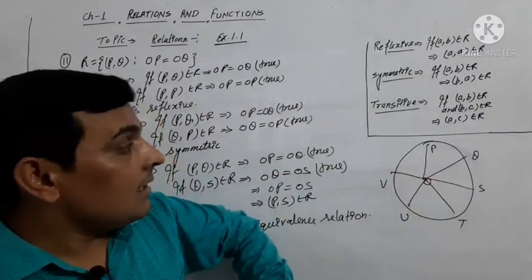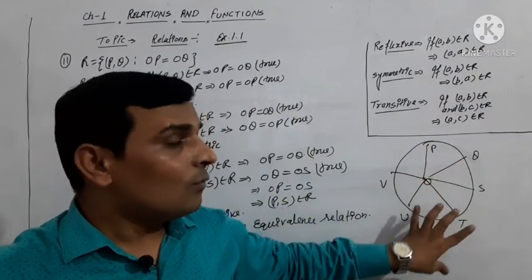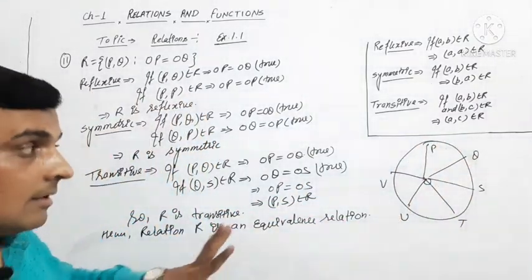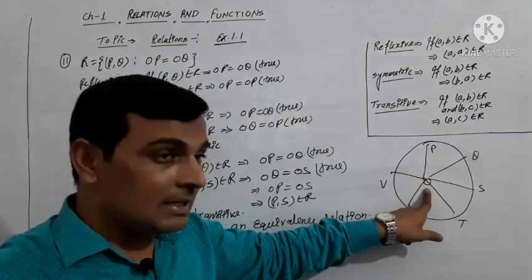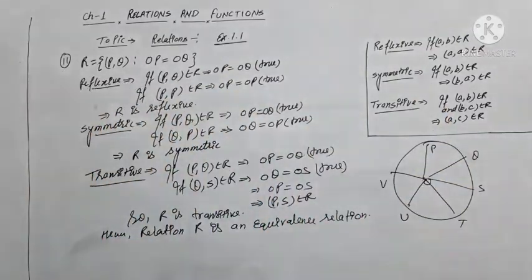So the joining of all those points which are related to point P will be a circle whose center is at origin and radius is equal to OP. Clear?